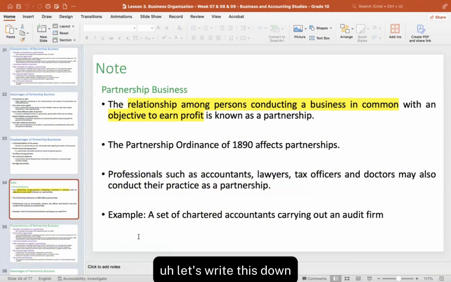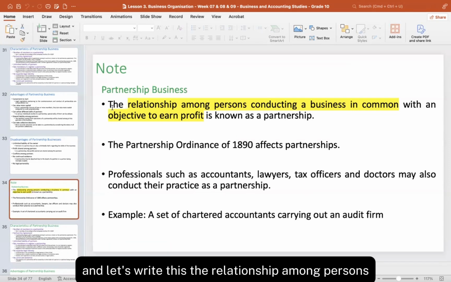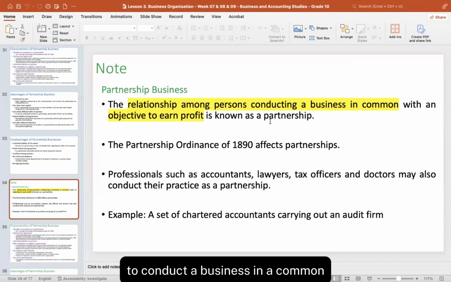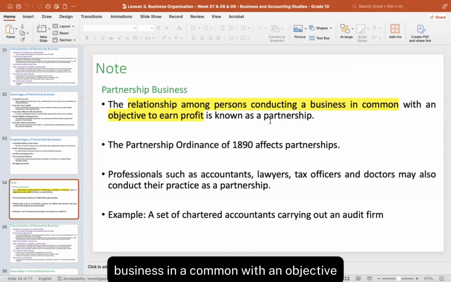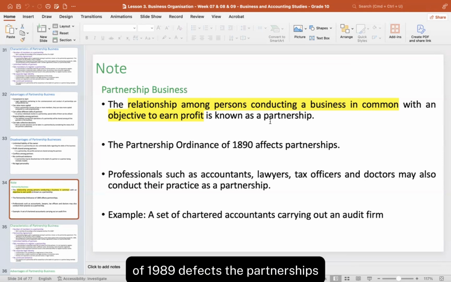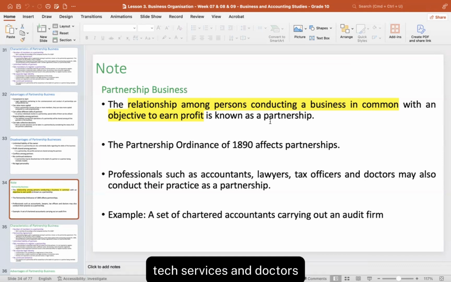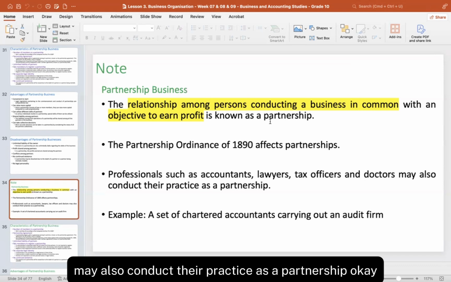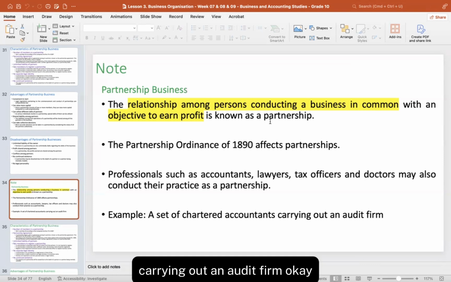Let's write this down. Put the subheading as partnership business, and let's write this: the relationship among persons to conduct a business in common with an objective to earn profit is known as a partnership. The Partnership Ordinance of 1890 affects the partnerships. The professionals such as accountants, lawyers, tax officers, and doctors may also conduct their practice as a partnership. For example, a set of chartered accountants carrying out an audit firm. Okay, take a couple of minutes and write this.